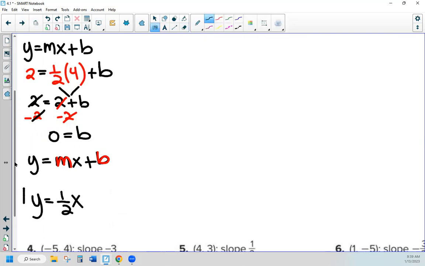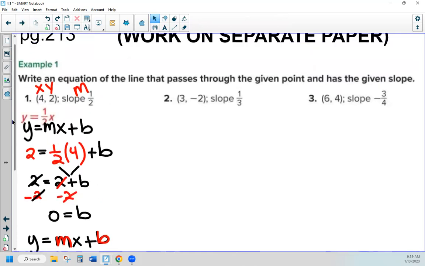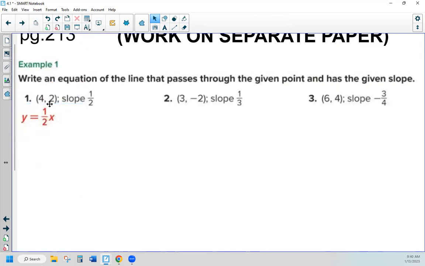Okay, we are done. That is it. Hopefully you wrote it down. And let me just check my work here. There it is. Y equals 1/2 x. And this also graphically creates a line. All right, cool, great, moving on.